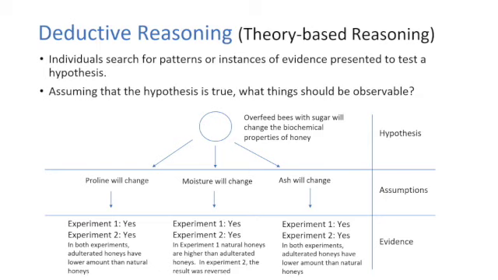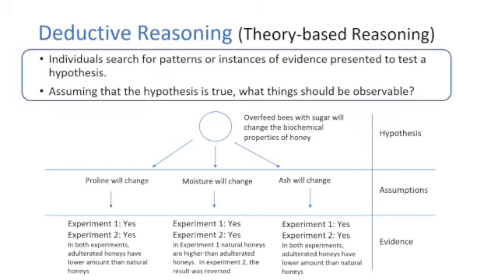So the two important aspects about the deductive reasoning are: an individual searching for patterns or instances of evidence present to test a hypothesis. Mostly, we ask, assuming that the hypothesis is true, what things should be observed?